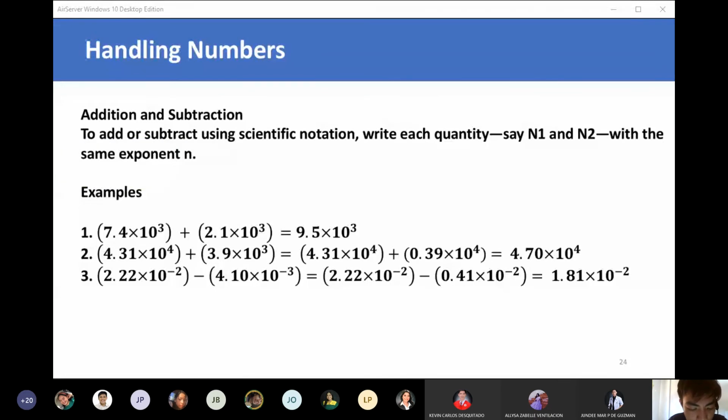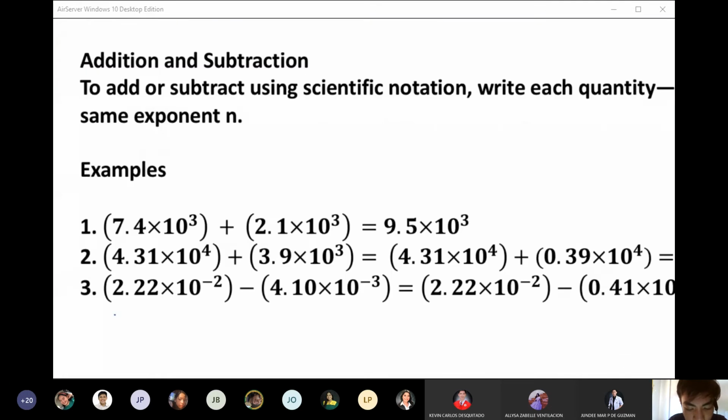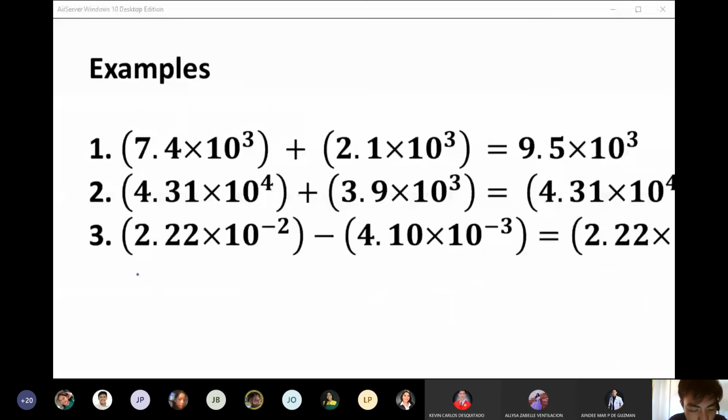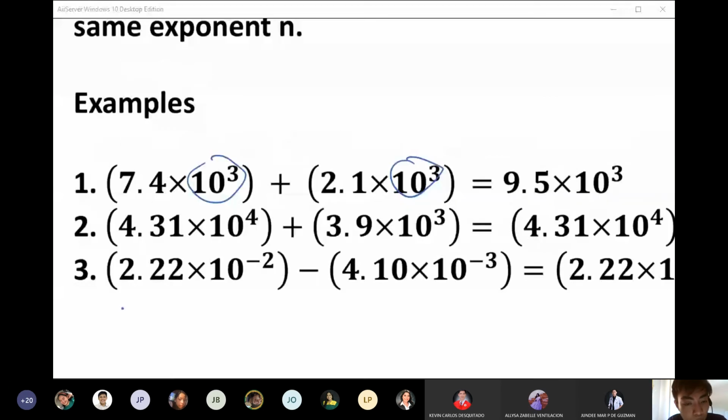No? For example, we have here sa number 1. Ano meron dyan? Okay. For number 1, as you can see, 10 raised to 3 and 10 raised to 3 are the same. Bakit sila kailangan parehas? Why should they be the same? Because what we're going to do is we're going to copy them lang. Ayun, kukopyahin lang kasi natin.